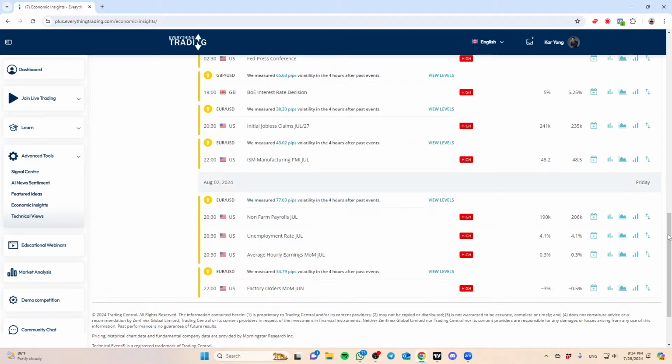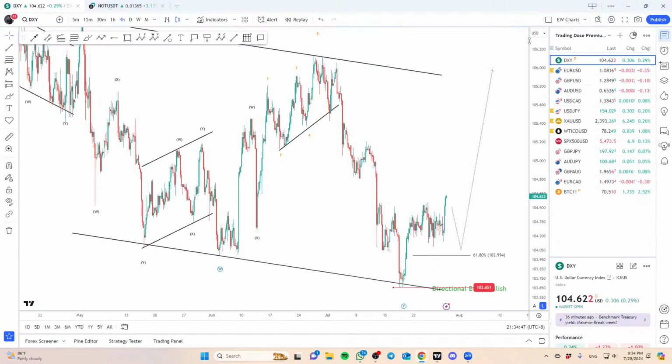Those are some of the things to note for this week. We have the Bank of Japan, the Fed, the Bank of England, and of course the NFP coming in on Friday. If you're trading any instrument related to these, just bear in mind. We'll be looking at a lot of dollar pairs, so that's something to note as well.